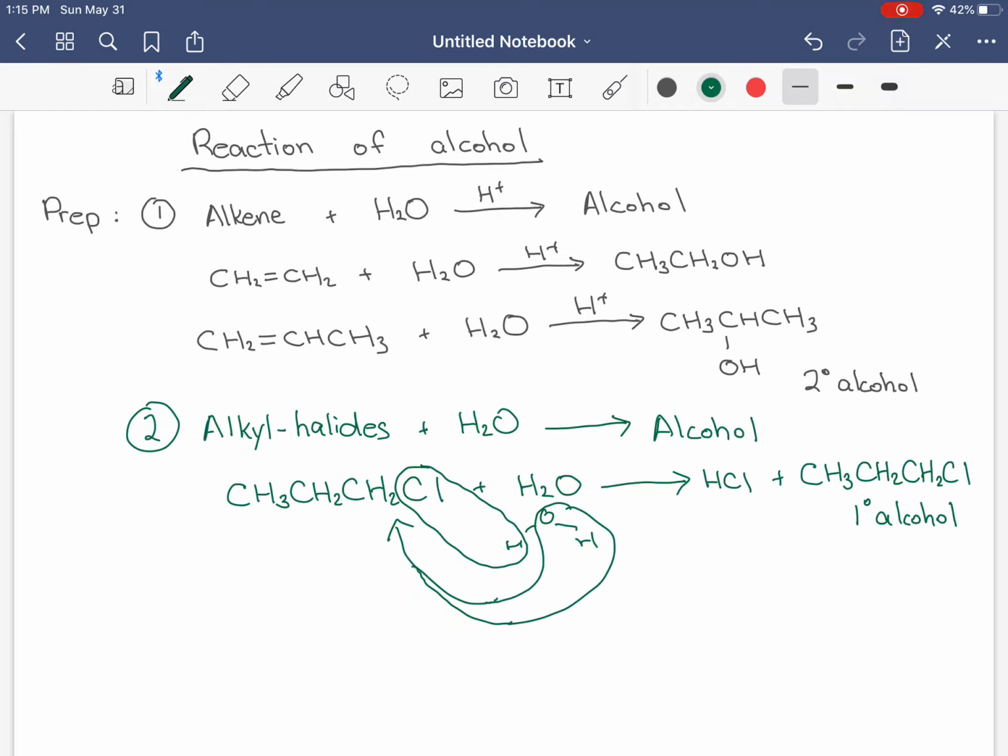So if you want to make a secondary alcohol, most likely you want to start with an alkene. If you want to make a primary alcohol, you might want to start with the alkyl halide.